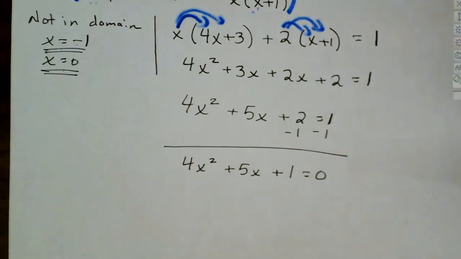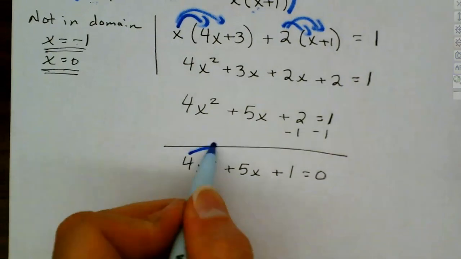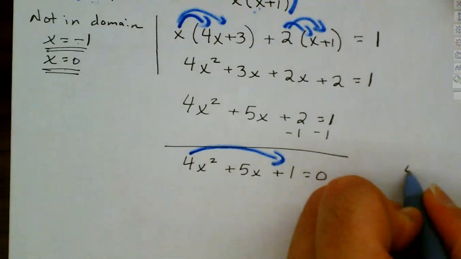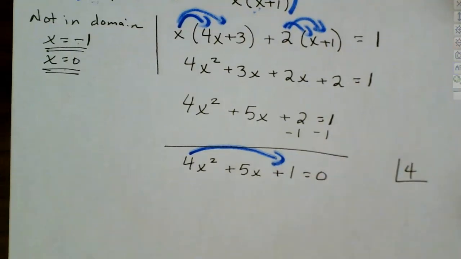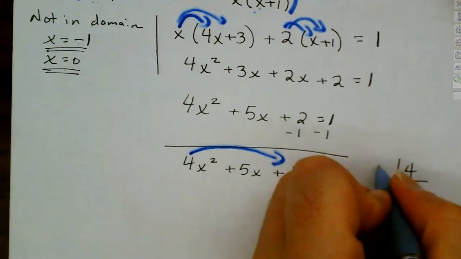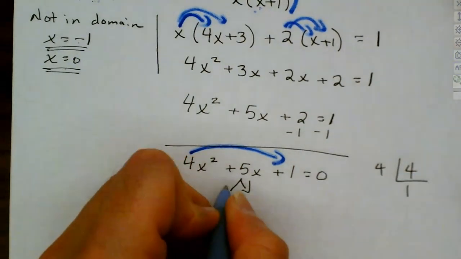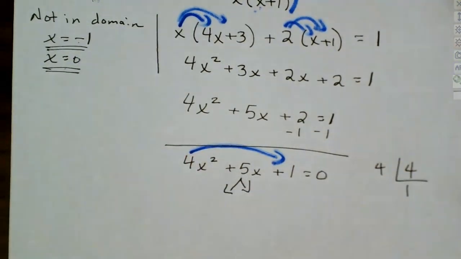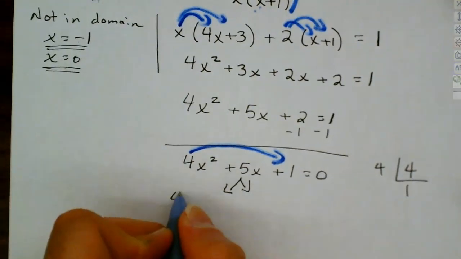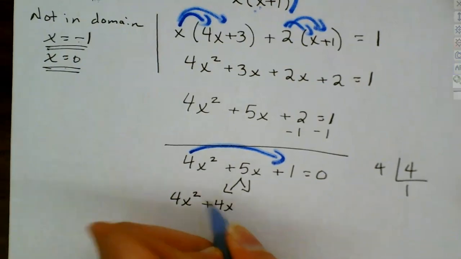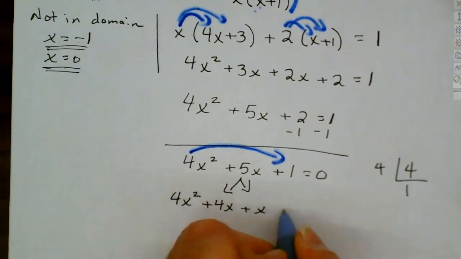So we take the first number times the last number. 4 times 1 is a 4. What two numbers are going to make it work here? 4 and 1. We cannot jump to our factors because of the 4 out in front. So remember, from 1, 4, what do we have to do? We have to break it up. So we break that up now into 4x squared plus 4x plus x plus 1.